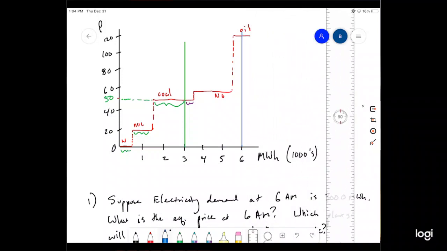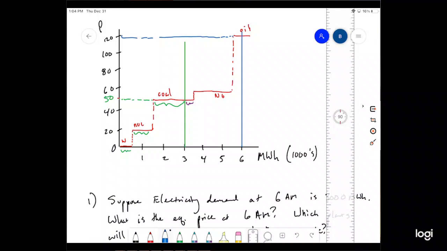Well, it's going to be the intersection of the aggregate supply function and the demand curve. So it's going to be $120 per megawatt hour. So you can see the wholesale price jumped up, and it depends on what the aggregate demand is. And the aggregate demand during peak times like 6 p.m. is definitely going to be higher than the middle of the night or early morning like 6 a.m.